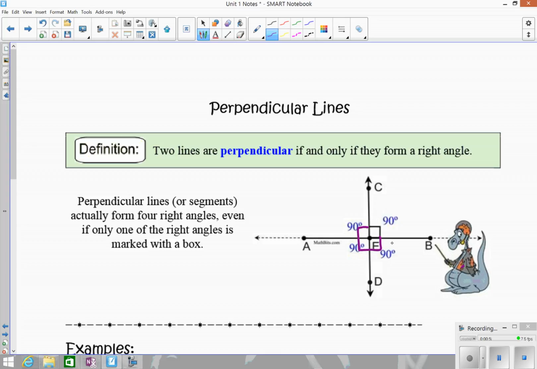Also notice that you don't necessarily have to have lines to be perpendicular. You could have segments, you could have rays to form that 90-degree angle. So it doesn't have to be two lines.